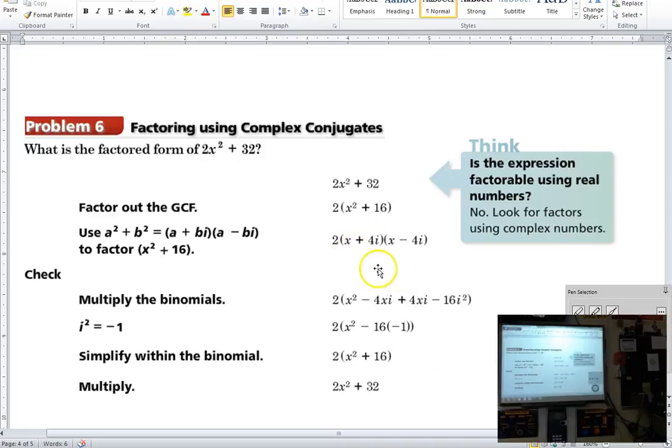Then I can FOIL the binomials and rewrite and get back to where I was and prove that yes, this does work if I want to check it and make sure. So my solutions here then are going to be negative 4i and positive 4i. Those are your solutions. At negative 4i and positive 4i, that's where your parabola would cross because it is solvable.